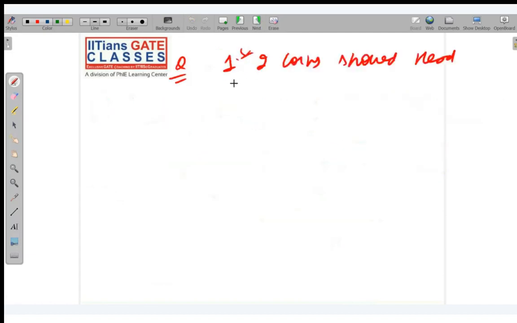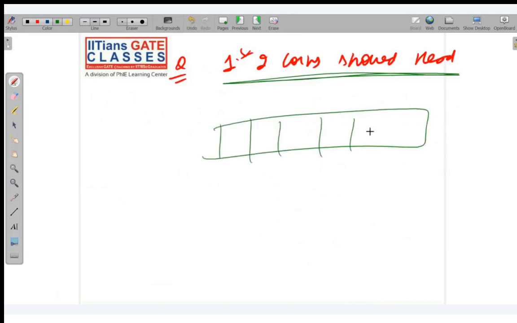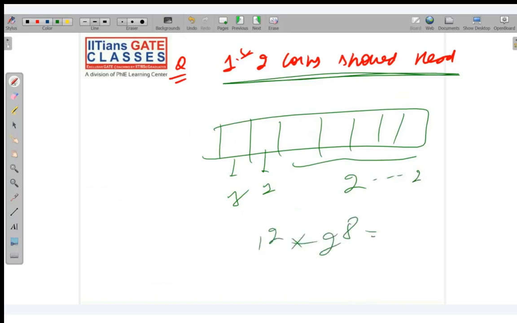So first two coins show the head. Of the 10, first two coins have shown the head. So here only one possibility, here also only one possibility, rest everywhere two possibilities. So 1 power 2 into 2 power 8, that is nothing but 2 power 8. This is the answer. Please take snapshot. I will jump to the next slide.